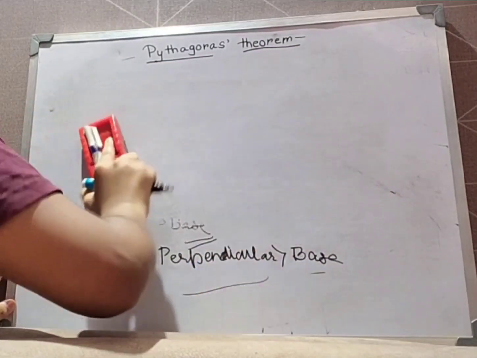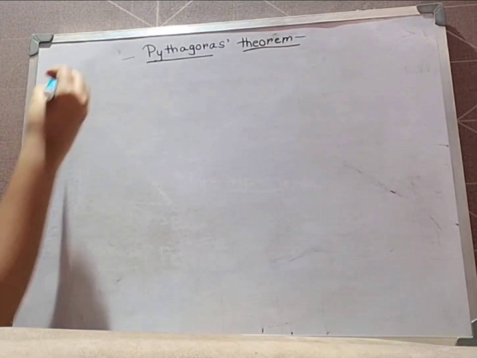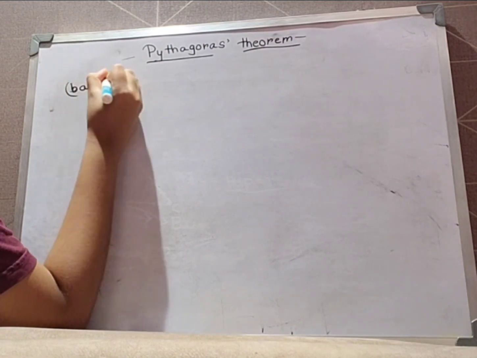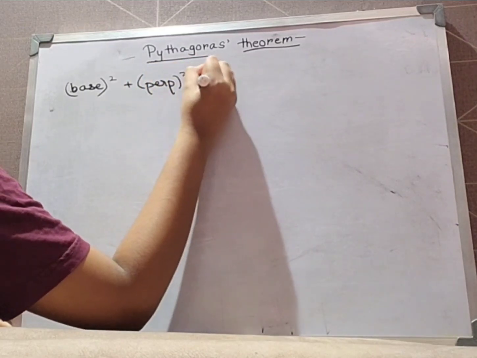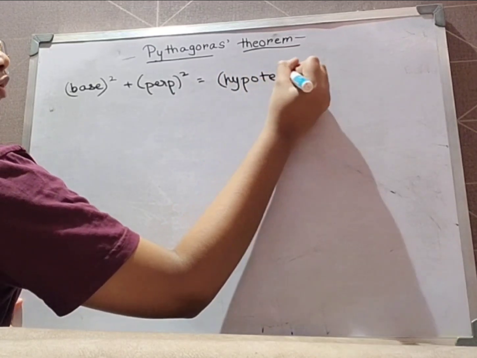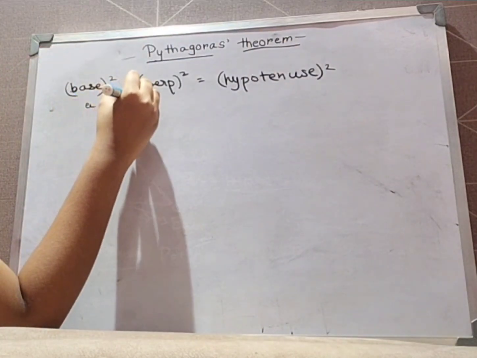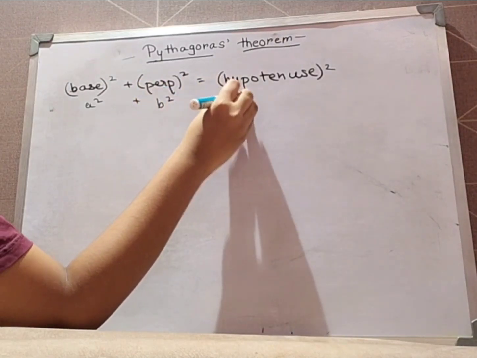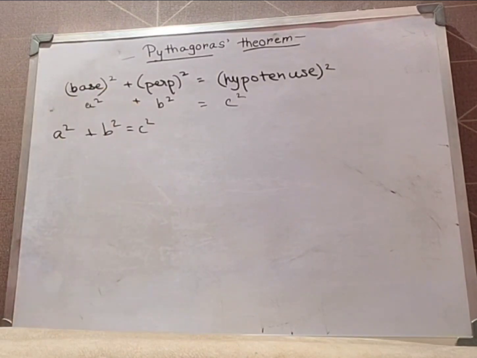Now Pythagoras theorem is a theorem, which means it's a fixed theorem for everyone, which states that the square of base plus the square of perpendicular will be equal to the square of hypotenuse. So let's assume that A is base, perpendicular is B, and hypotenuse is C. That's how you get your famous formula of A square plus B square is equal to C square.